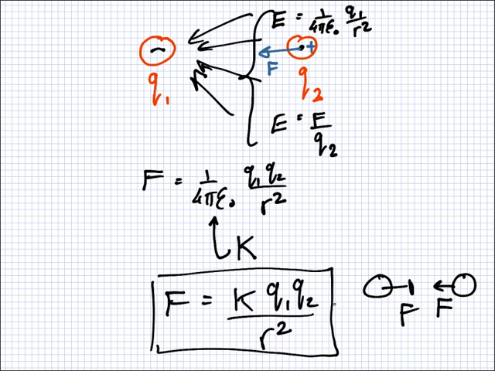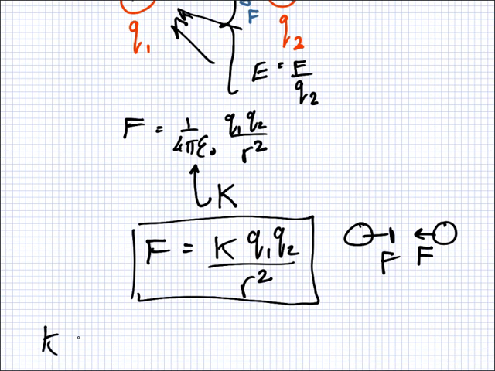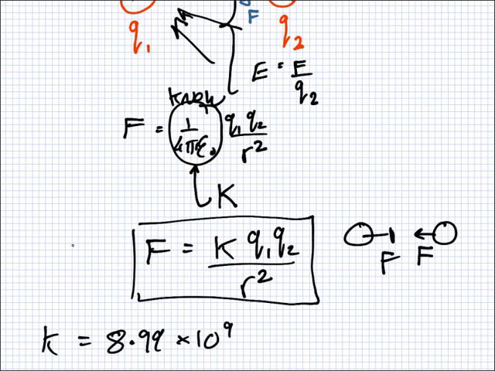So in the test, they will give us K. The value of K is, well, you know this value. I gave you this one already. The value of K is 8.99 times 10 to the 9. Let me check the units. It'd be Newton meter squared over Coulomb squared. Newton meter squared per Coulomb squared.